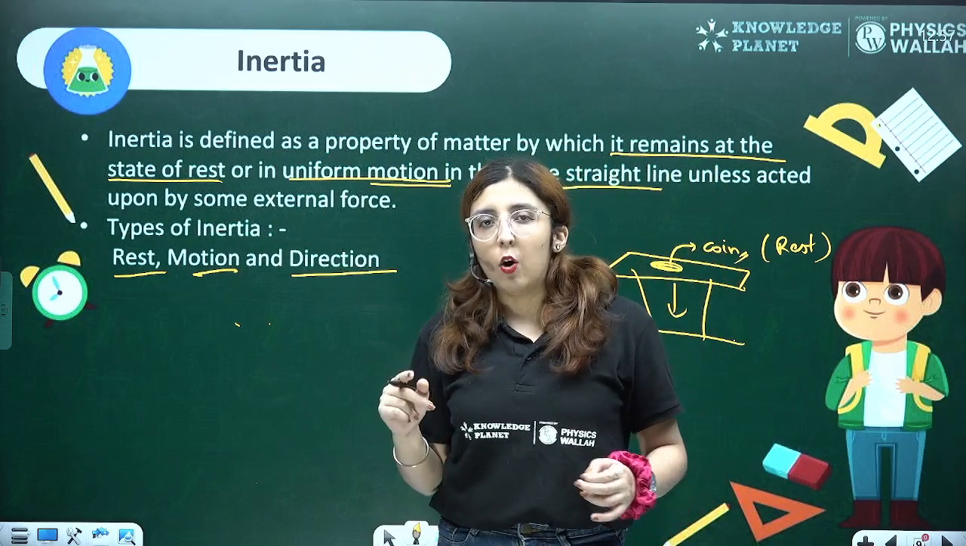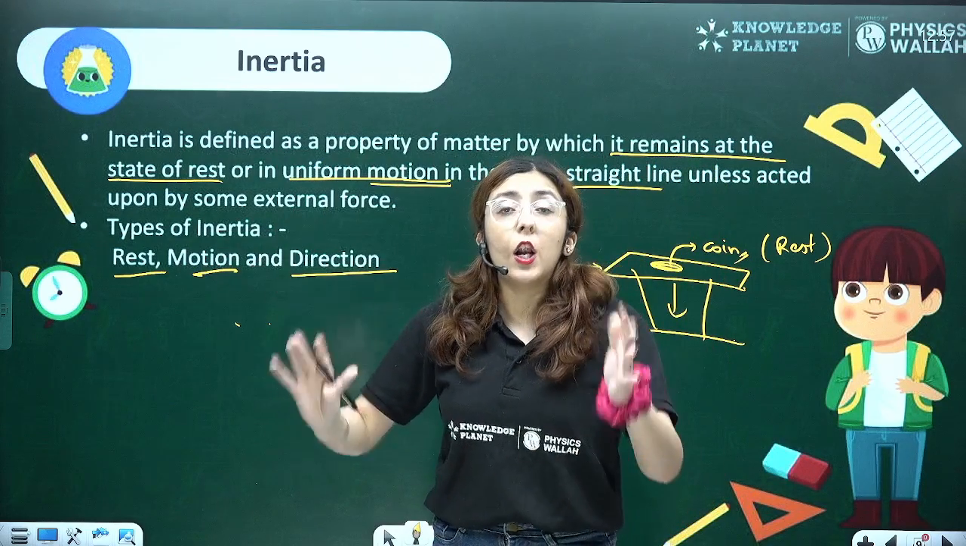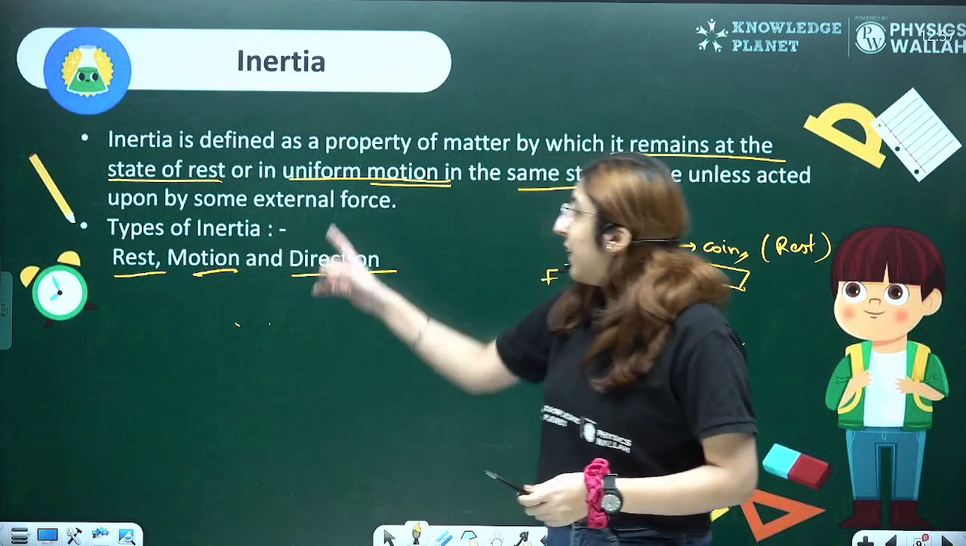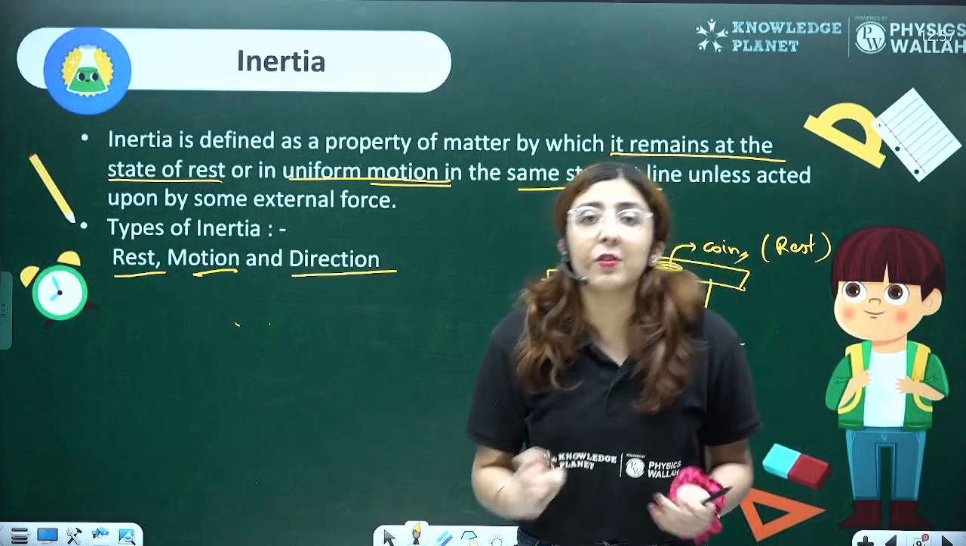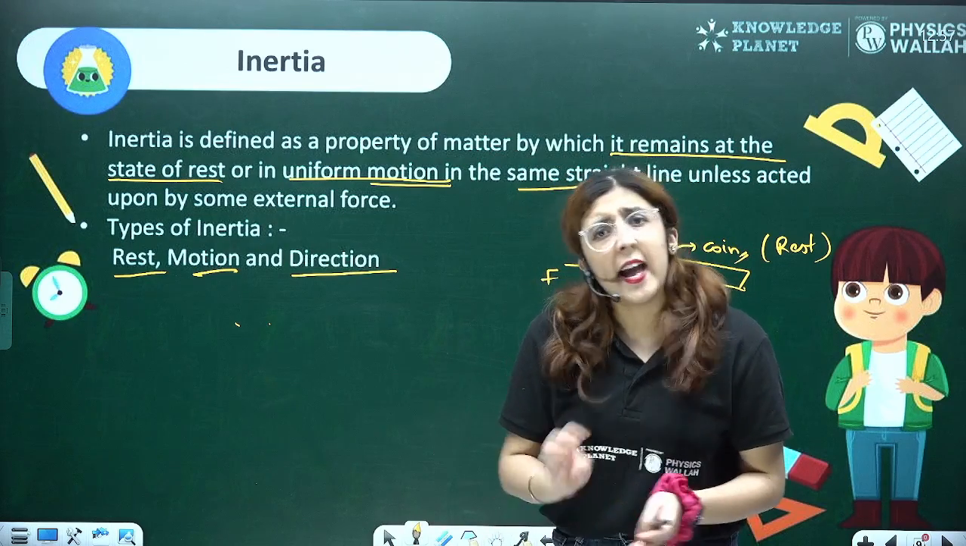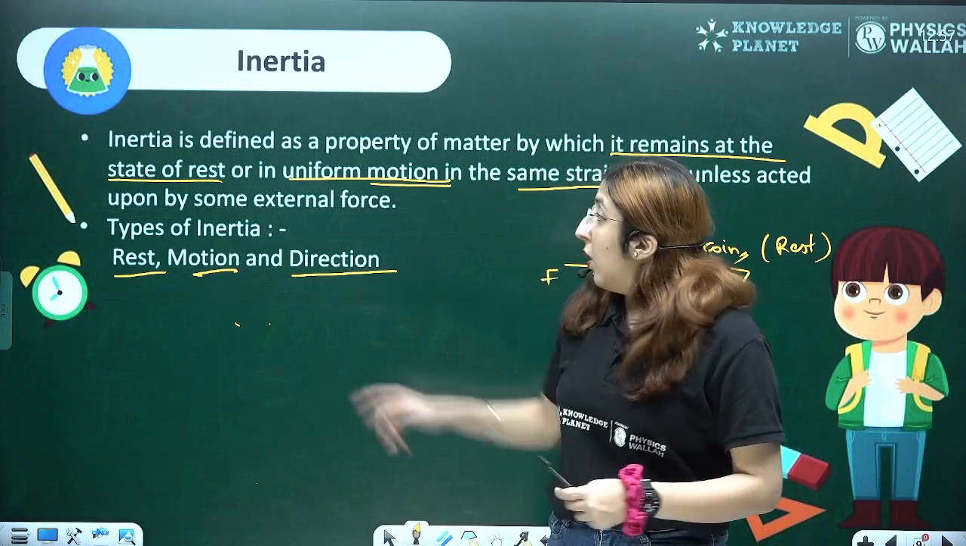Now I will take up the example of that. All of you give me one example of inertia, type of inertia at rest, there in the chat. By that I will also get the understanding that you get it. Any example. Okay, now inertia at motion.